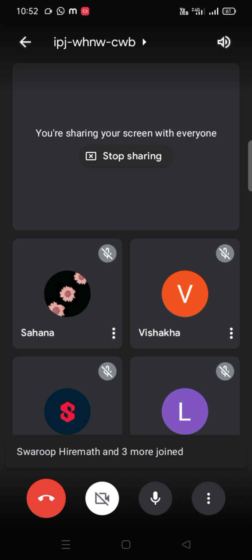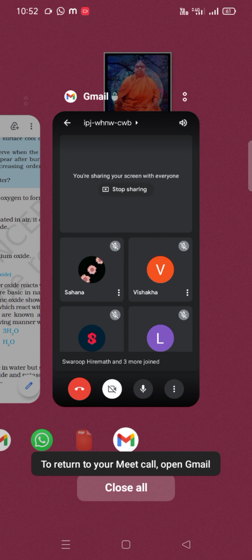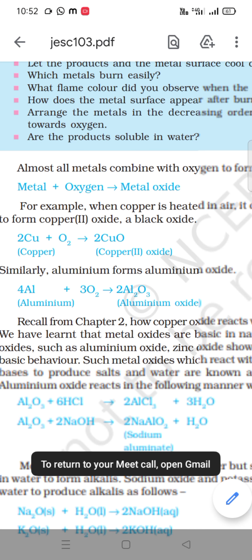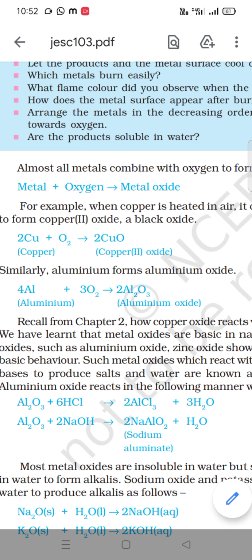So this is the practical which we have studied, that metal plus oxygen. Keep in mind, anything you burn means it is reacting with oxygen. Oxygen is involved there. Without oxygen, that process is not possible.